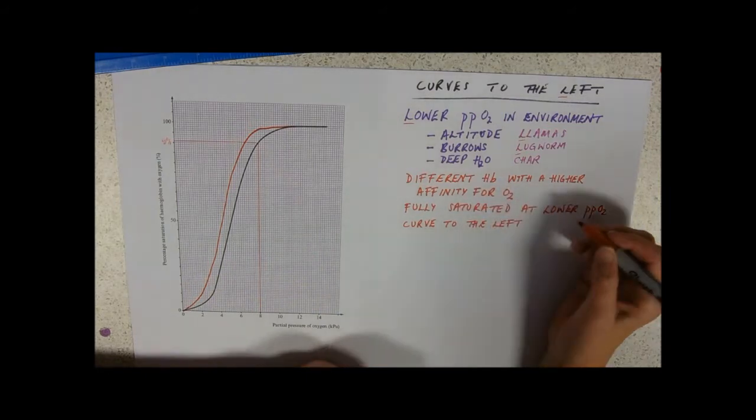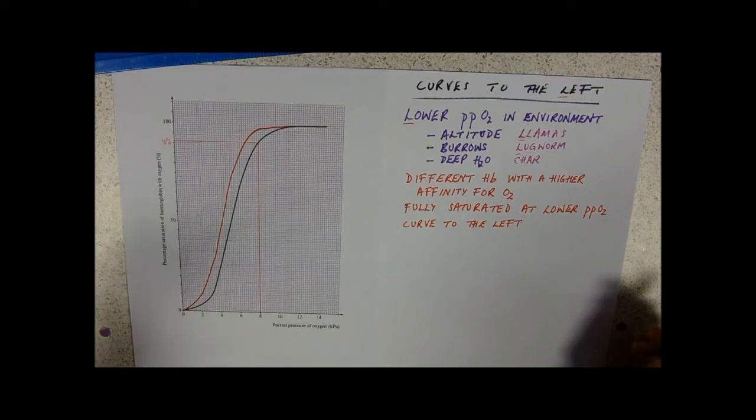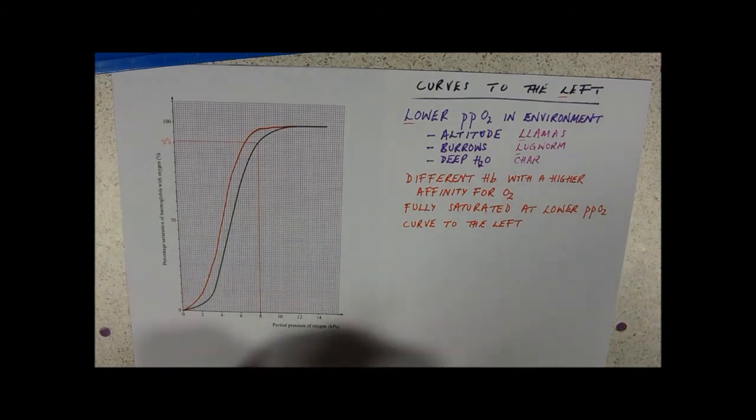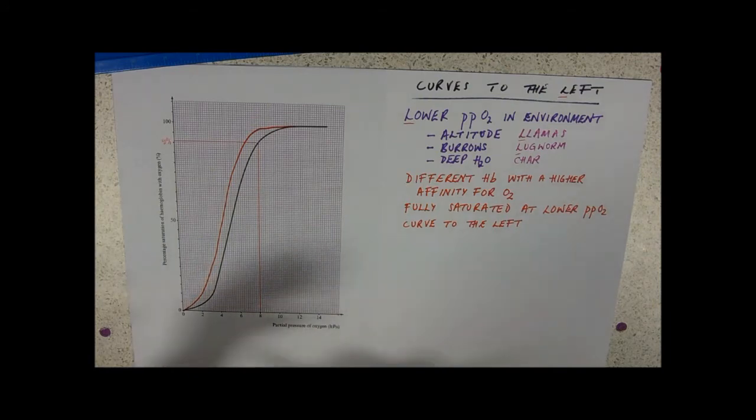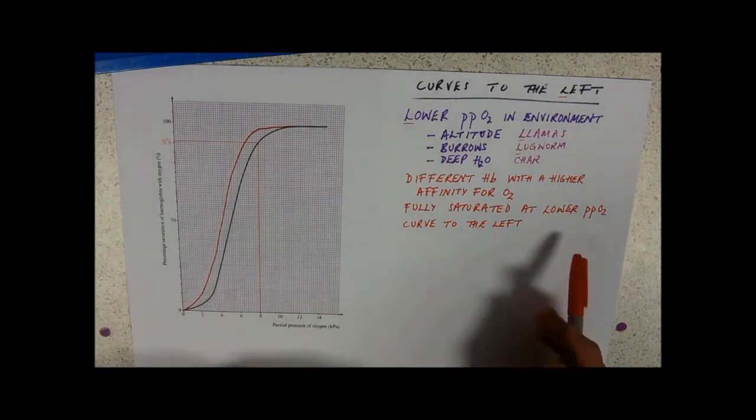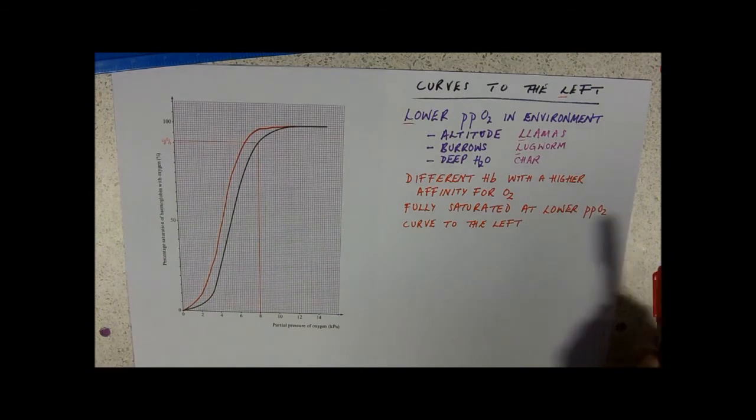And by to the left we mean to the left of the human adult haemoglobin. And I'm saying adult haemoglobin because our fetuses have a different sort of haemoglobin. So this is great. That means that they can load up, they carry as much oxygen as possible, even if what they're breathing in has a much lower partial pressure of oxygen. So they're fully saturated at that lower partial pressure of oxygen that is available in the environment.